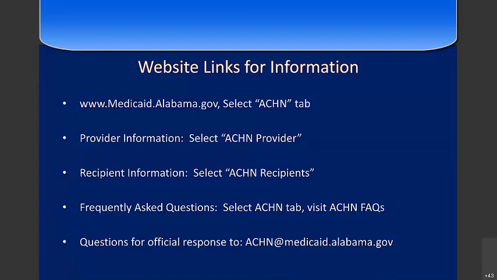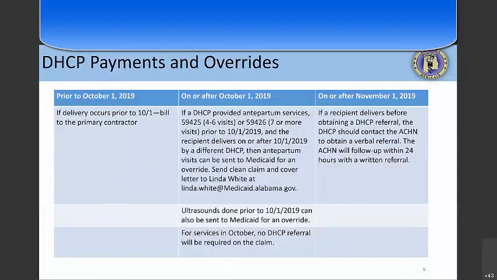What does a patient need to do if they deliver in October? Let's go back a couple slides to the chart we had. Here you go. If a patient delivers in October, that delivering care provider, all they will do is submit all claims. They'll submit that delivery fee for service to Medicaid. That DCP will not need a referral from the ACHN. All the patient needs to do is show up to the hospital to deliver.